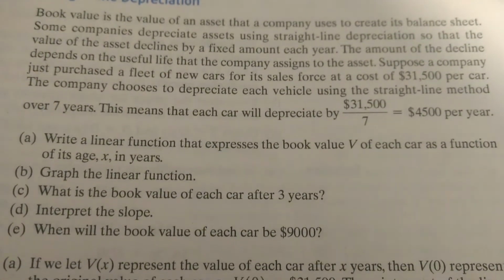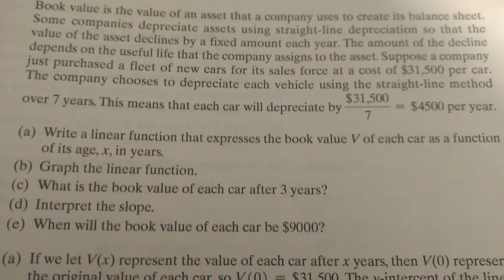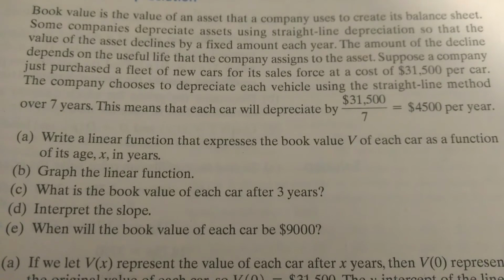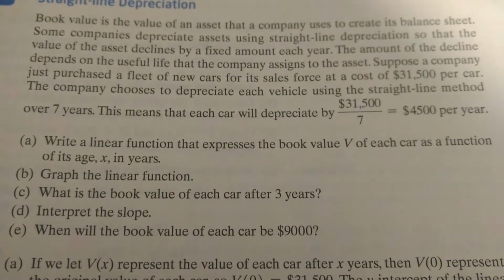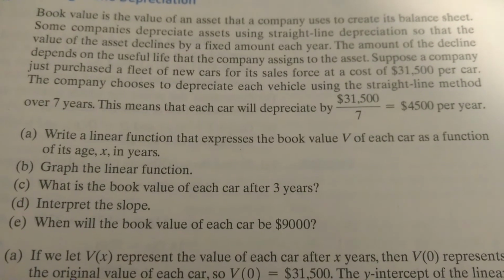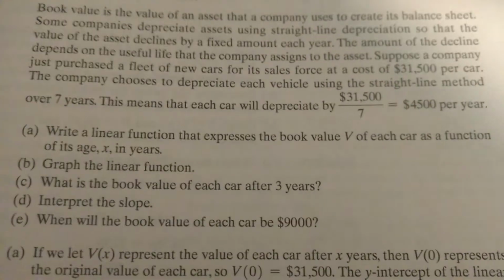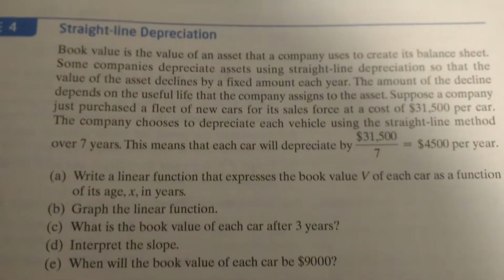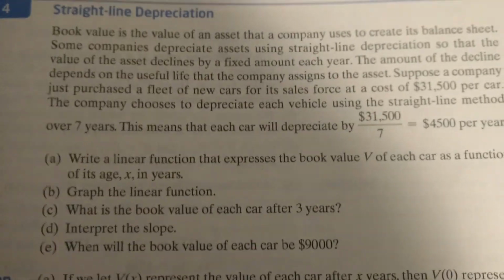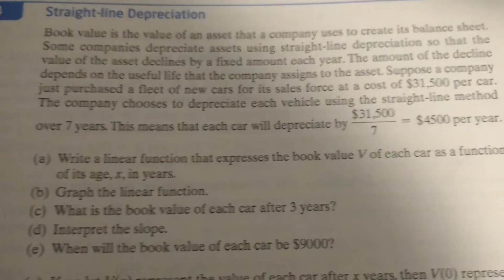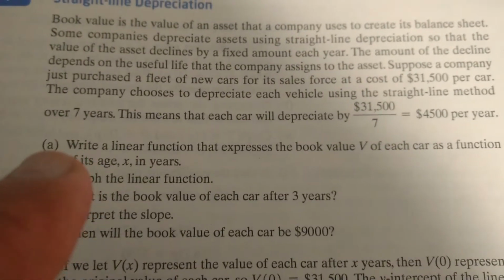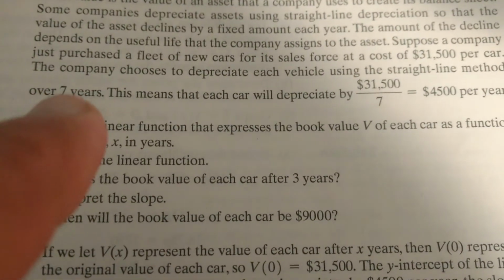So suppose a company just purchased a fleet of new cars for its sales force at a cost of $31,500 per car. The company chooses to depreciate each vehicle using the straight line method over 7 years. So what that's saying is that the company has the ability to determine how long a piece of equipment is going to last. And the government gives them the right to depreciate that. In other words, take that amount off their taxes every year. So this company bought a bunch of cars for $31,500.